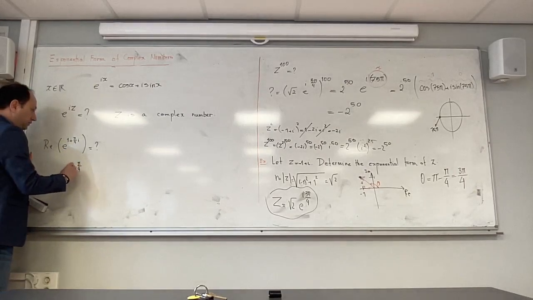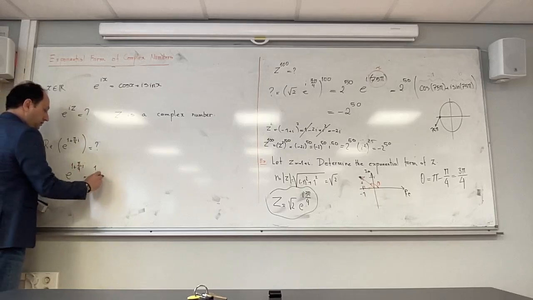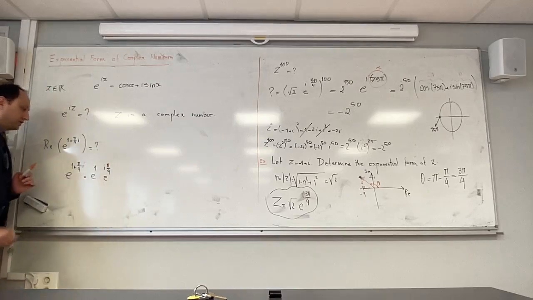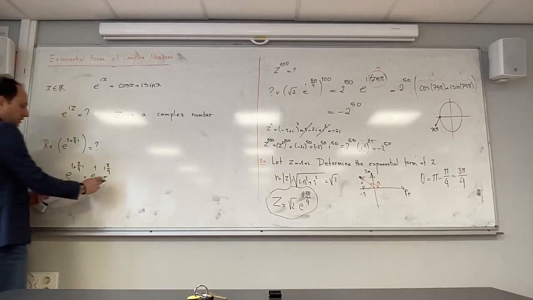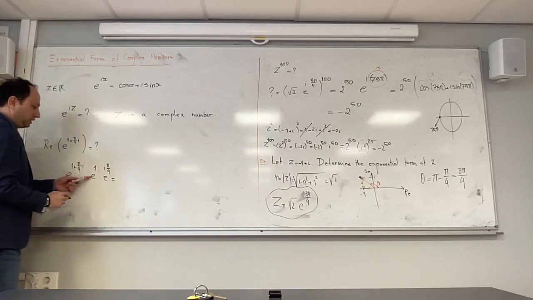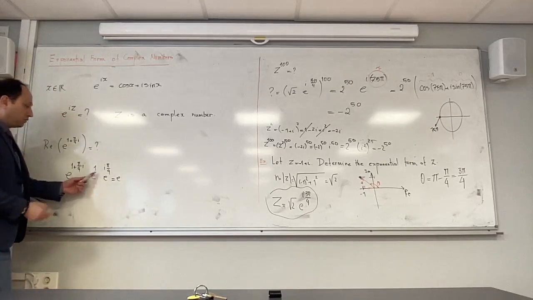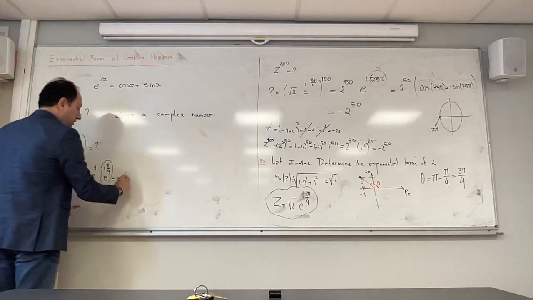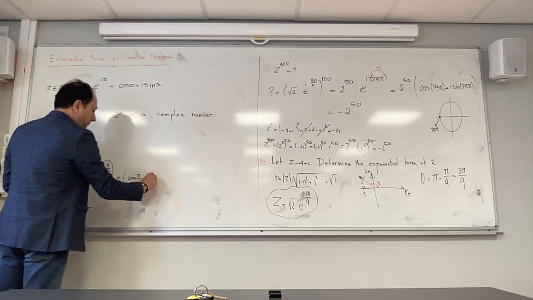So e to the power of this one can be written as e to the power 1 multiplied by e to the power of pi over 4 i. Let me write i on the other side. Do you agree? This one is not a mysterious thing. 1 is real, e is real, so e to the power 1 is just a normal e. But this one is a little bit strange, that we learned what to do with. So this becomes cosine pi over 4 plus i sine pi over 4.